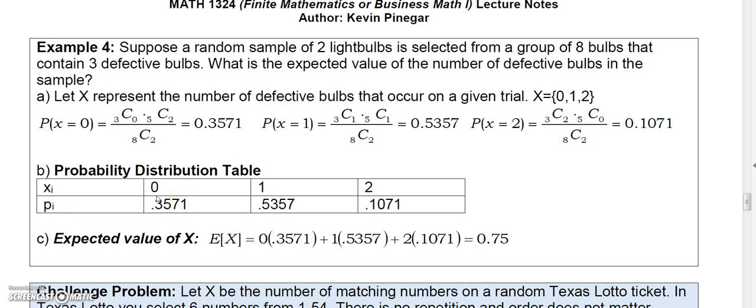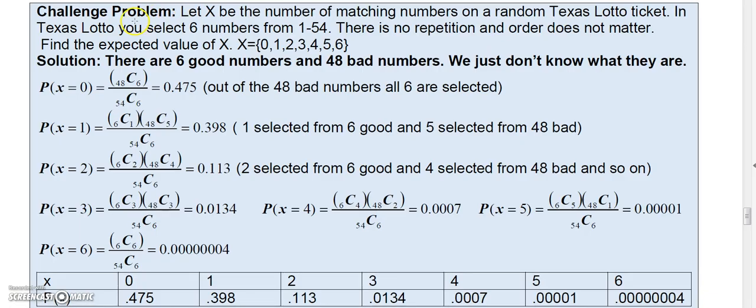Now I can fill out the probability distribution table because I know the probabilities, and then once I fill out the table, I can calculate the expected value of the random variable by simply multiplying 0 times 0.3571, 1 times 0.5357, and then 2 times 0.1071, and then adding these together. I get that the expected number of defective bulbs in a sample would be 0.75. So we would expect to average 0.75 defective bulbs in a sample if we did this experiment a large number of times.